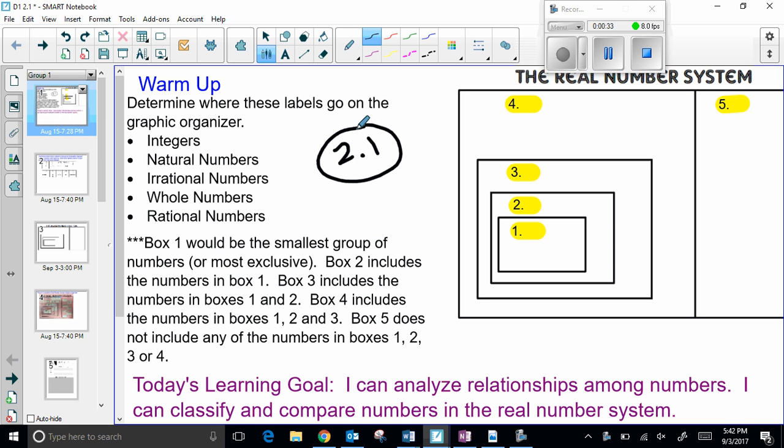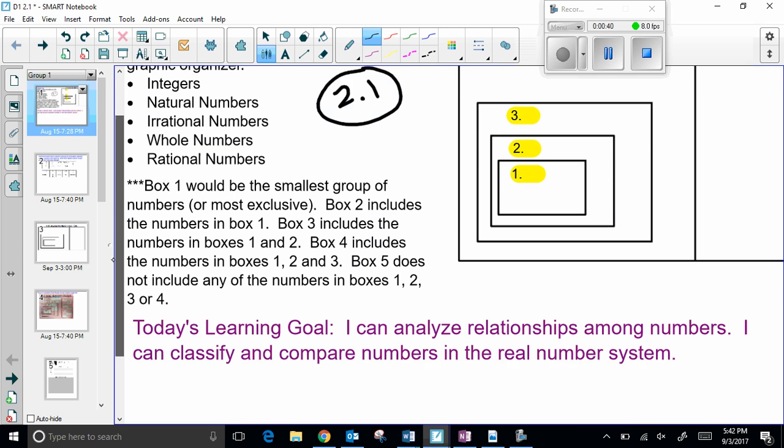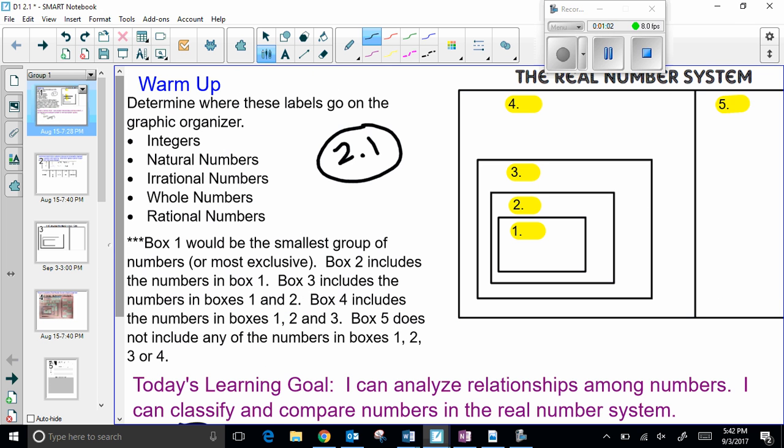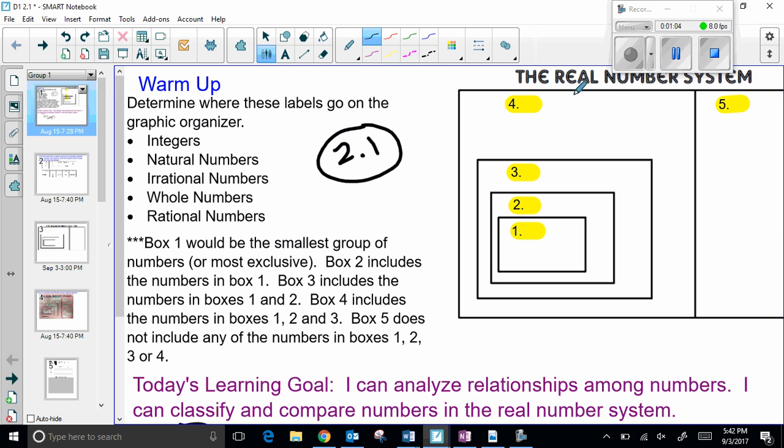All right, so one of the big things in this section is we have to be able to classify numbers. So if I look down here at my learning goal, I can analyze relationships among numbers. I can classify and compare numbers in the real number system. When I classify, I put them into a class or a category. That's what we mean by classify. You've probably talked about that in science. So for us, that means talking about the real number system, real numbers.